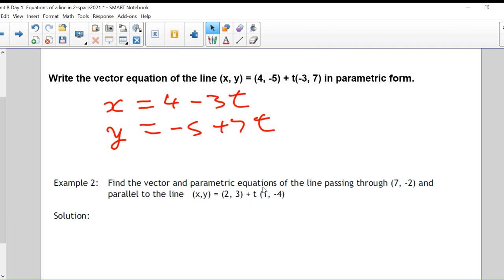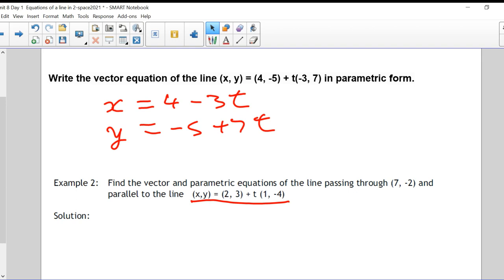Find the vector and parametric equations of the line passing through (7, -2) and parallel to the line, and they give you a different equation of a line: (x, y) = (2, 3) + t(1, -4). So what do you think? I need vector and parametric equations. They've given me one that's parallel to it. What am I going to use when I'm writing this equation if it's parallel to another one that looks like this? They gave you the point, but they didn't give you a direction vector. The point is the (7, -2) point. What am I going to use as my direction vector though?